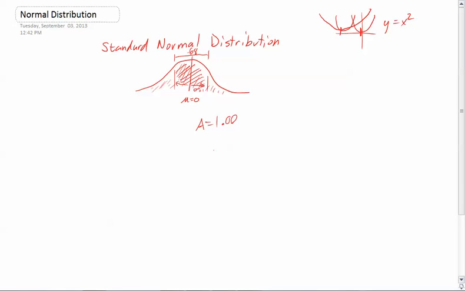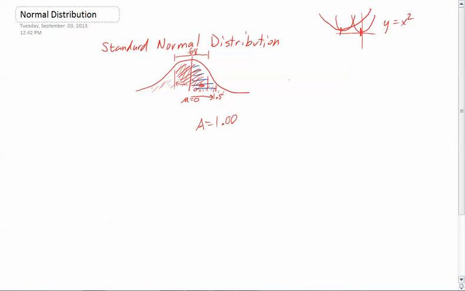Now, the neat thing with this parent function, the standard normal distribution, is that we can use these values to find out the probability. Your calculator can do that for you. What it will do is you can put in any value, not just one standard deviation, but something else, let's say 1.5 standard deviations. So if you want something that's 1.5 standard deviations away from the center, so let's say we want to know the probability of being in this area from 0 up to 1.5, well, you can use your calculator for that.